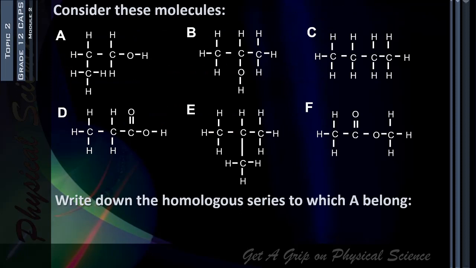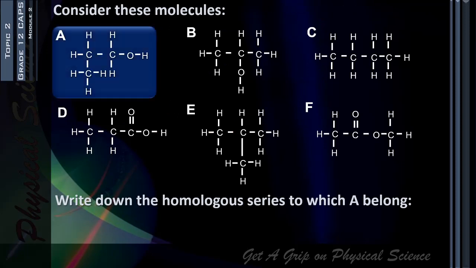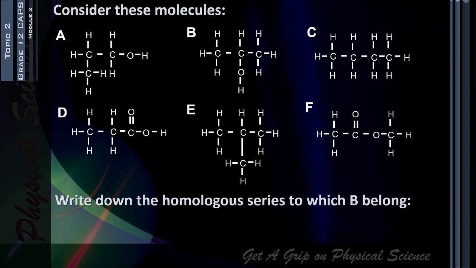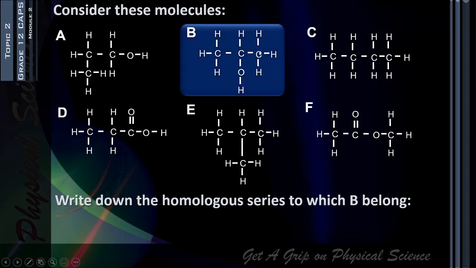Consider these molecules and write down the homologous series of each molecule. We start with A. A has only single bonds between all the carbons and hydrogens, and the functional group here will be the hydroxyl. So the hydroxyl tells us that A is an alcohol. Same story for B. Only single bonds between all the carbons and hydrogens, but a hydroxyl as a functional group that tells us that B is also an alcohol.